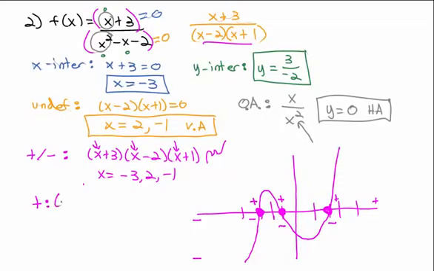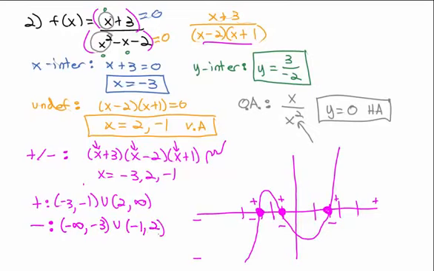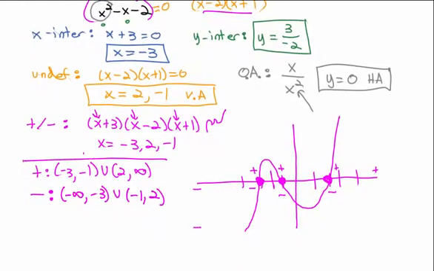So again, it's positive from negative 3 to negative 1, union, it's positive again from 2 to infinity. It's negative from negative infinity to negative 3, union, it's negative again from negative 1 to 2. Our graph is going to follow that same pattern. So again, our 5 pieces of information, let's translate them onto a graph.